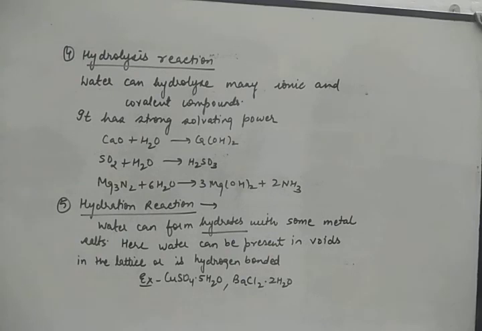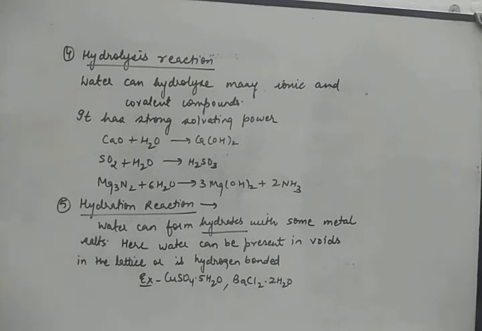The next reaction of water is the hydration reaction. Now hydrolysis is different from hydration. In hydrolysis, water reacts with the compound and a new product is formed. But in hydration, what happens? Water can form hydrates with some metal salts. Here, water can be present in the voids. Voids means vacant space in the lattice, or it is hydrogen bonded.